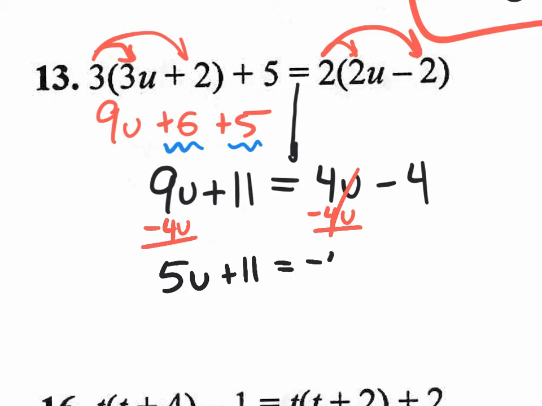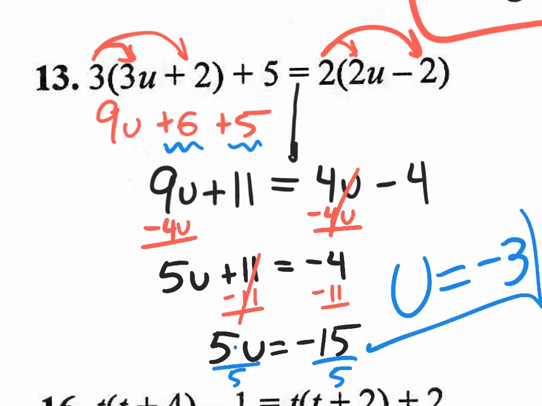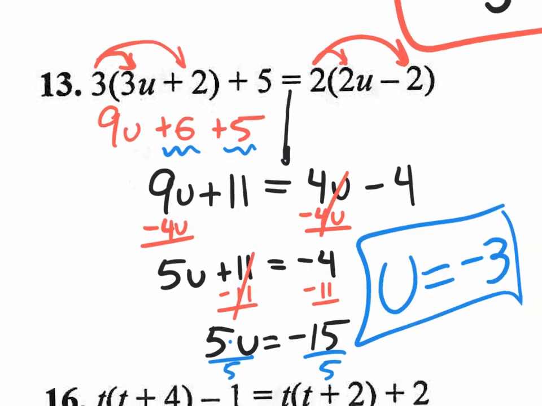Bring down the minus 4 on the right side. And now let's get u by itself on the left side. Subtract 11. Subtract 11. You're going to end up with 5u equals negative 15, which means that your final step would be to divide by 5 and divide by 5, which means u equals negative 3. U equals negative 3. And again, the answers are on the back. You should be checking your work as you go.